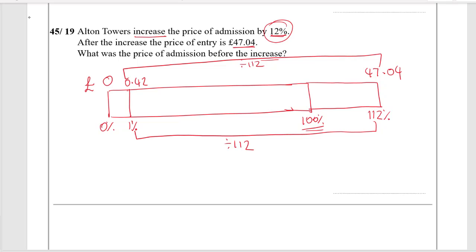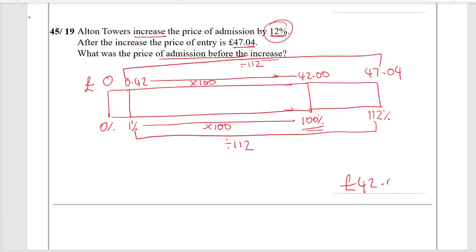Now, in order to go from 1% to 100%, we times it by 100. So that means we need to times the 42 by 100 as well. And that gives us an answer of £42.00, 42 pounds. So what was the price of admission before the increase? It was 42 pounds. And that's the answer. Pretty straightforward when you use bars.